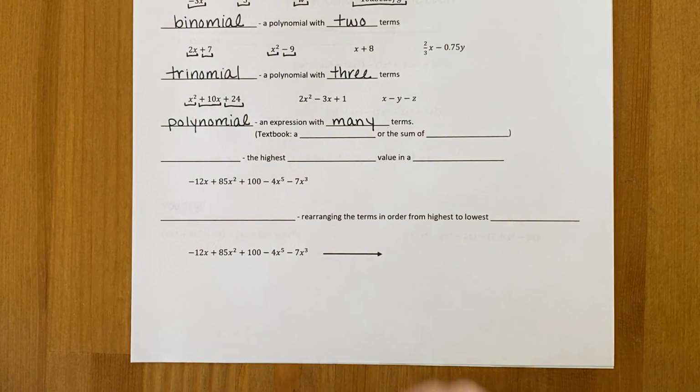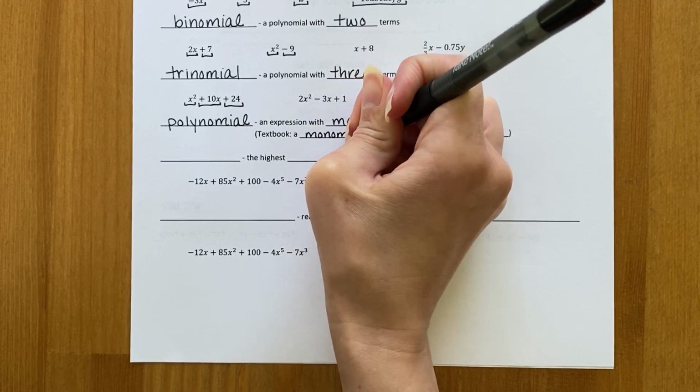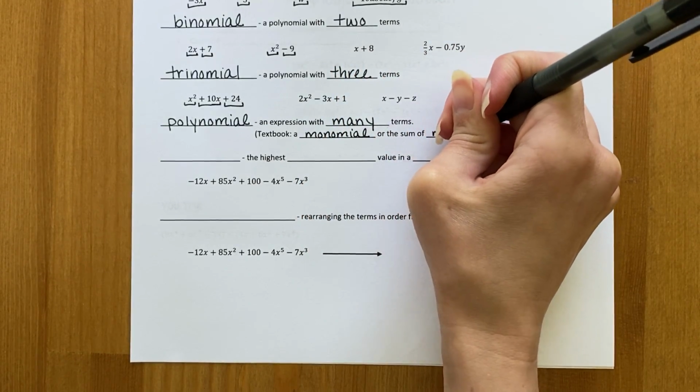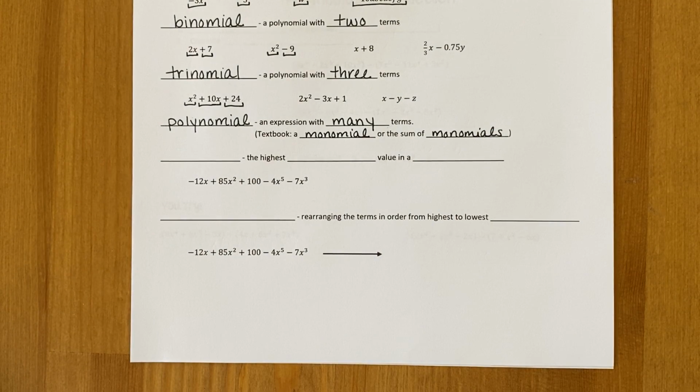Now, your textbook definition would call it a monomial, or the sum of monomials. So it's just basically saying that you could have 1 term or more than one term that are positive or negative, but they're all being combined together. So really, all of the things that we looked at, monomials, binomials, trinomials, and any number of terms beyond that counts as a polynomial.